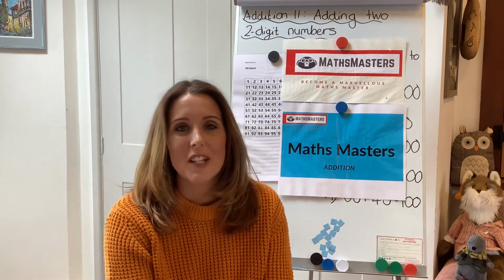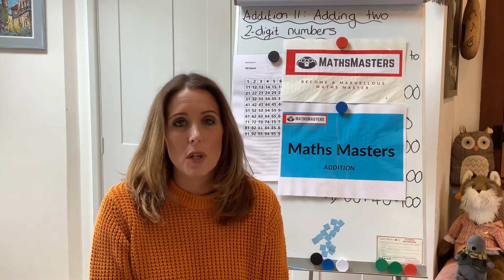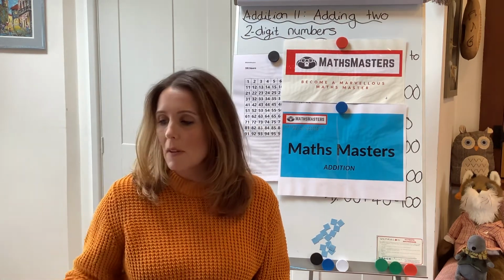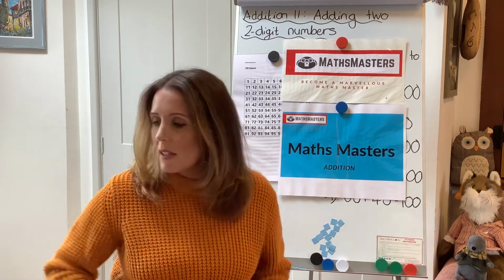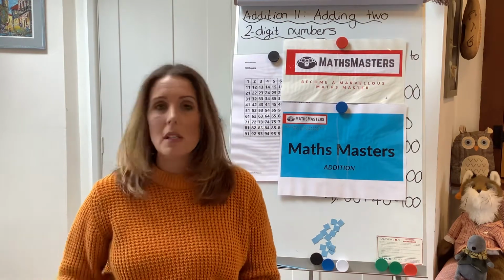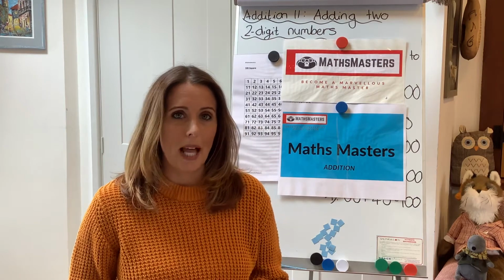This is addition session 11, and in this session we're going to look at adding two-digit numbers to make 100. And we're also going to be looking at adding any two-digit numbers together as well. So we're going to start off looking at number bonds that make 100, and we're going to use the bead string to explain this, the 100 square and a number line.